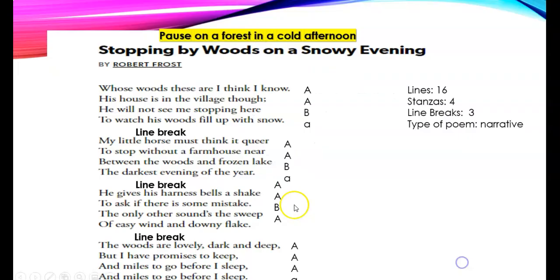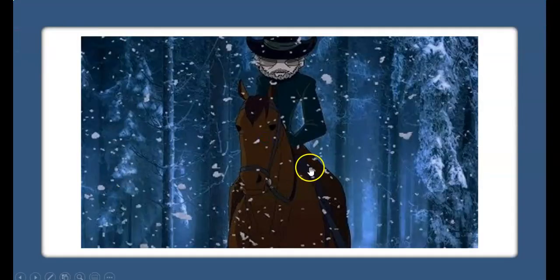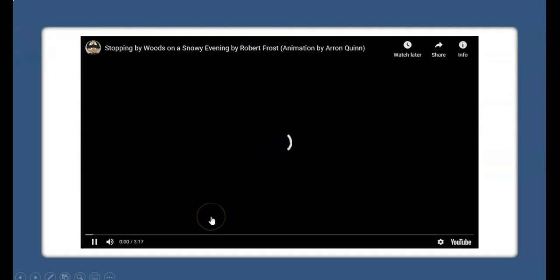Good. So we just identified our first poem. We found the rhyme scheme. Remember, we look at the last letter. There's a line break, so I have to start again at A. There's 16 lines, 4 stanzas, 3 line breaks. I know it's narrative. I know the speaker uses a lot of sensory details. When I close my eyes, I can illustrate, or I can see in my head what's going on. I can hear, I can touch, I can smell, maybe taste. So let me show you this quick video so that you can make a connection. So this is what you should have seen in your head. So make sure you're paying close attention.